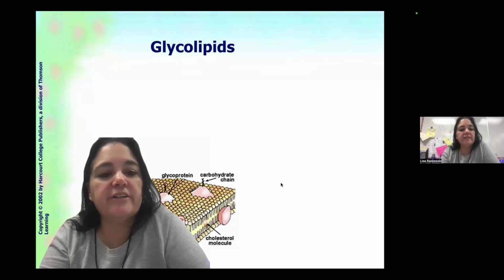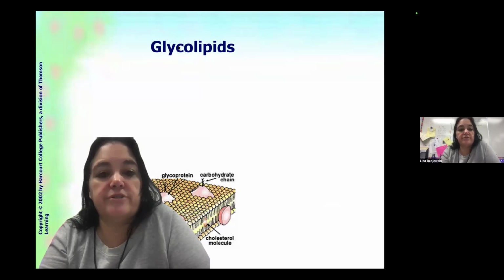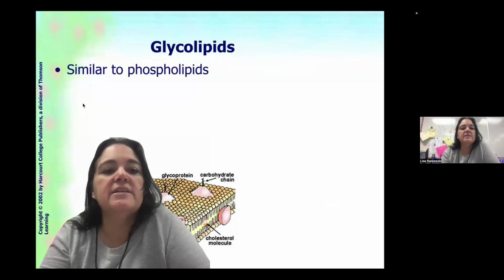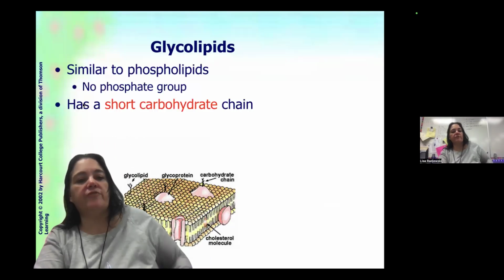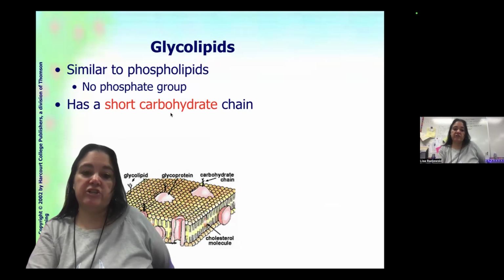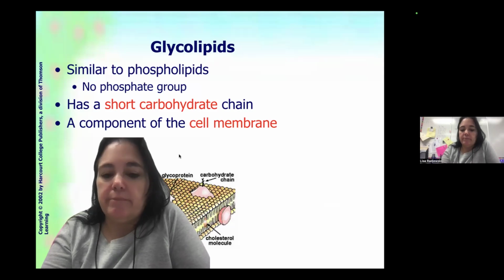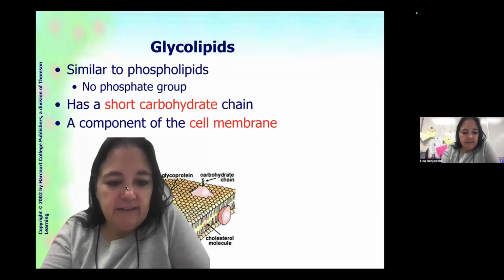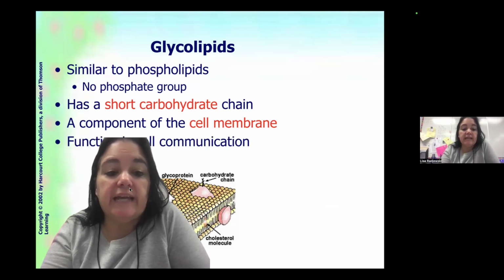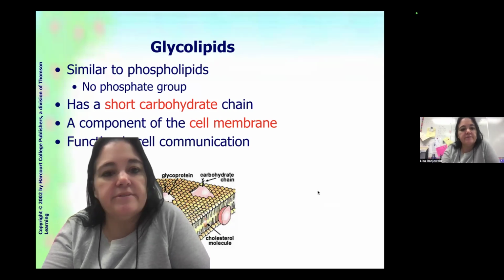Okay. Our third lipid is called a glycolipid. If you look at the word glyco, you should remember that means glucose or refers to glucose, and a lipid is a lipid. So it is similar to phospholipids. There's no phosphate group, but it has glyco in it, which means it has a short carbohydrate sugar chain attached to it. It is also a component of the cell membrane. So you can see right here, it looks like a little antenna, a glycolipid, and it communicates. This is a cell membrane right here, and it helps the cell to communicate with the outside world.